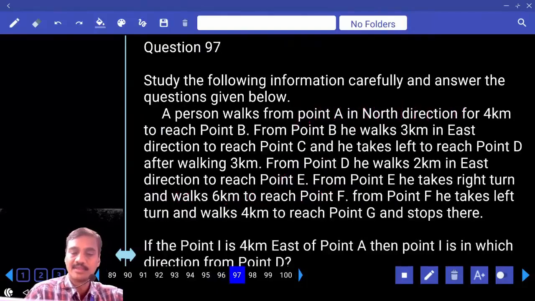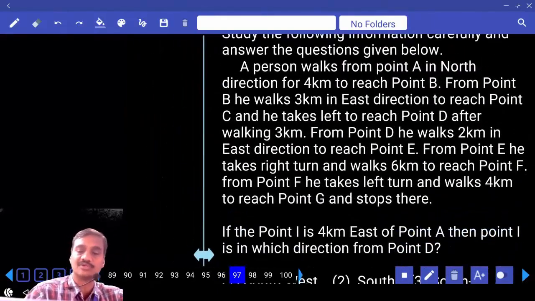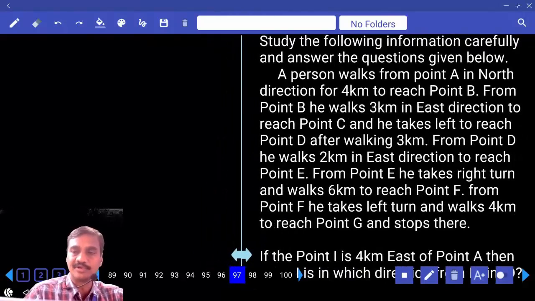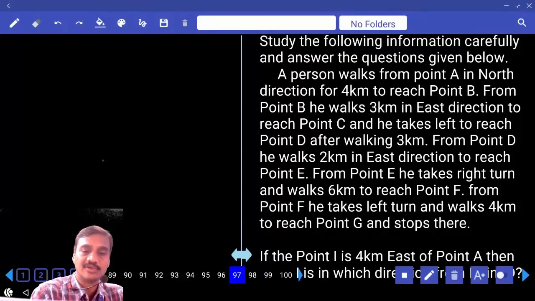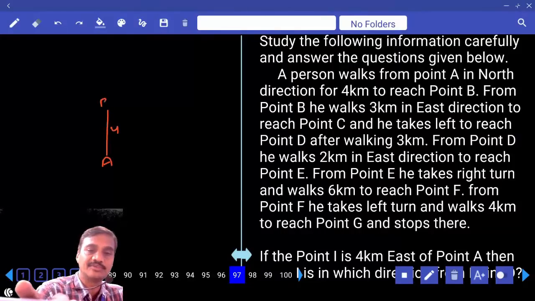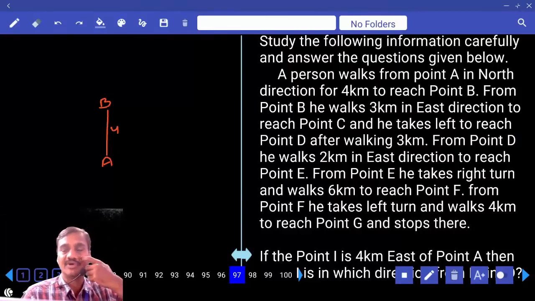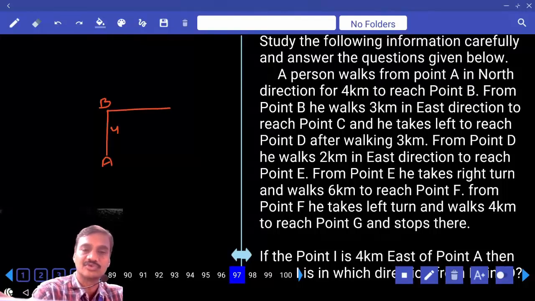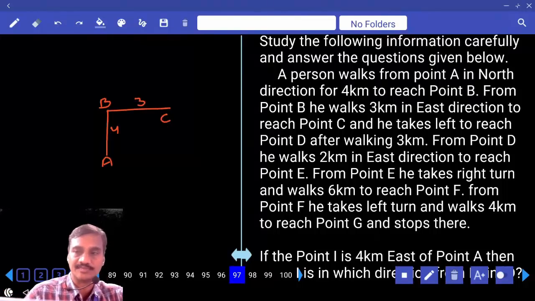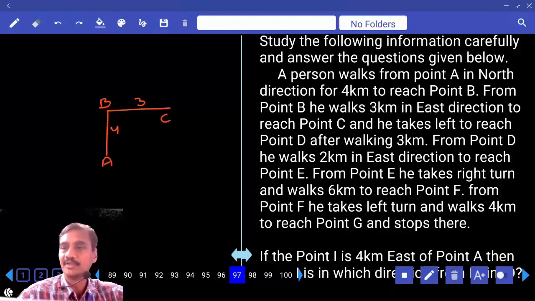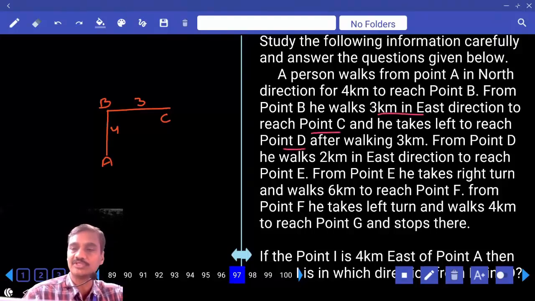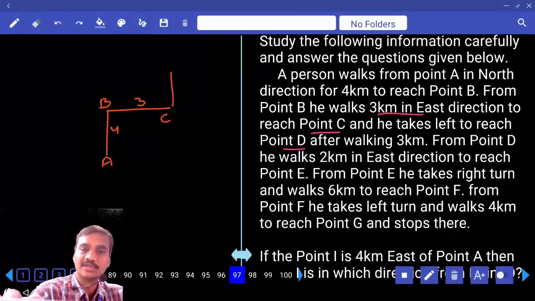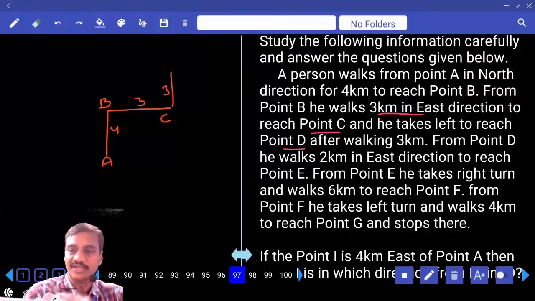Then 97, and from 97 onwards it is based on directions. A person walks from point A in the north direction for 4 kilometers to reach point B. From point B, he walks 3 kilometers in the east direction to reach C. Then he takes a left turn and walks 3 more kilometers to reach D.